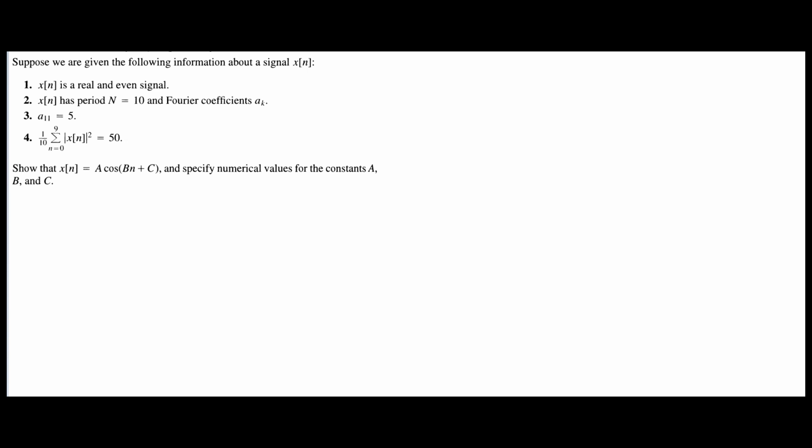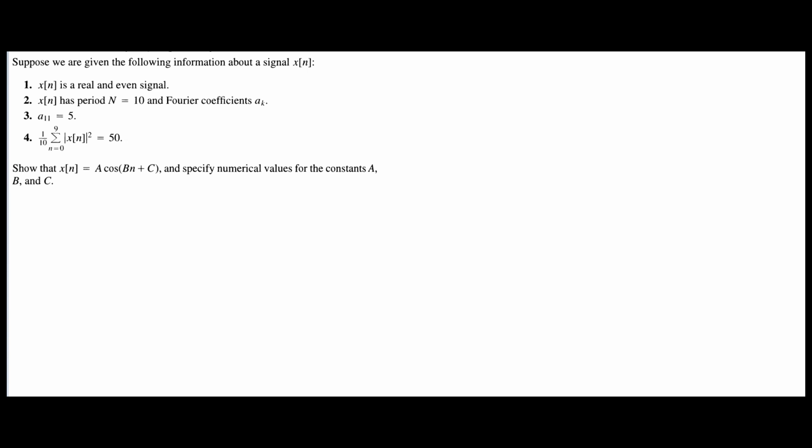In this example, we are given a periodic discrete time signal x[n] together with some information about it. We are asked to express the signal in the form a times cosine of bn plus c, and then determine the values of a, b, and c. Let's solve the problem step by step.